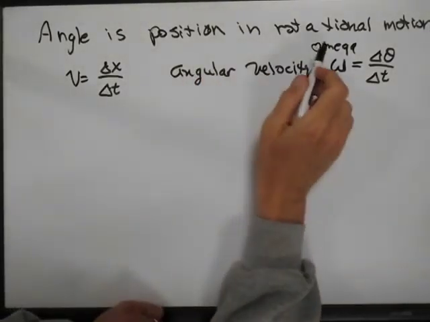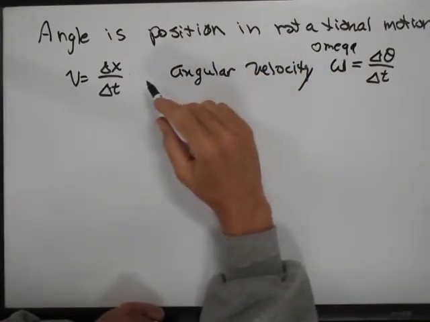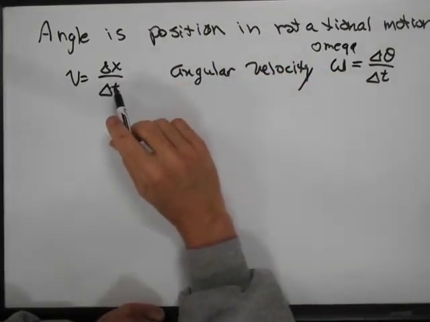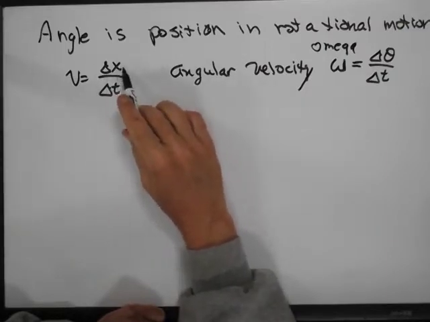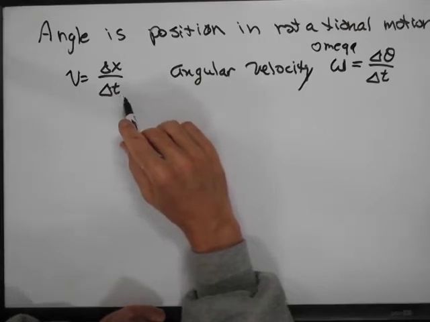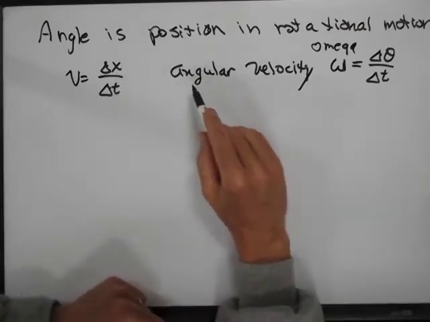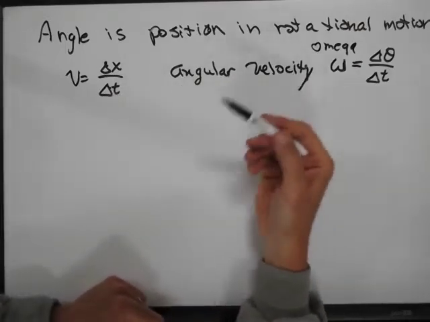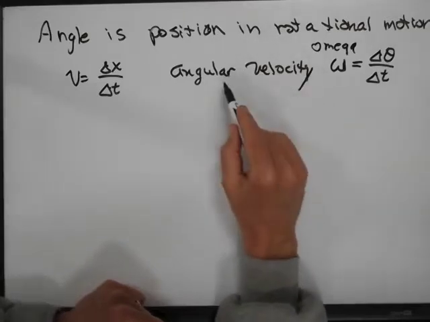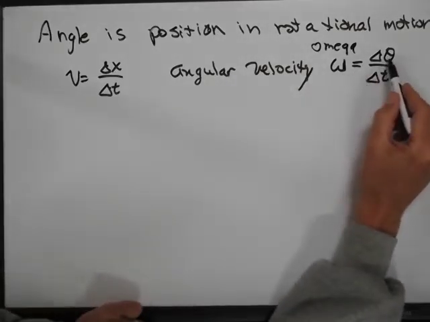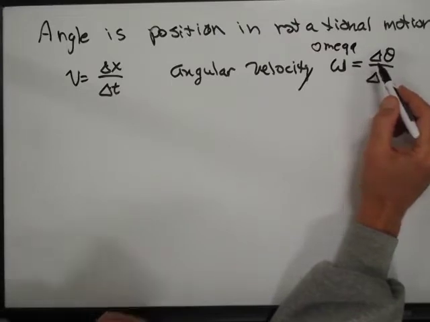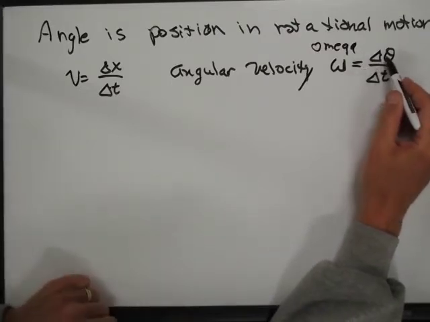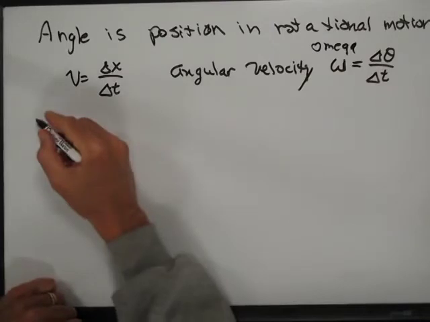So angle is position in rotational motion, right? For translational motion, which we were talking about in chapters 2 and 3, just for linear motion, velocity was change in position over change in time. But for rotating objects, we have the angular velocity, the rate at which things rotate. And that's defined as the rate of change of angle with respect to time. And for that, we use the Greek letter omega, which looks like a curvy W. And we say omega is change in angle over change in time. And so then we can solve some problems.